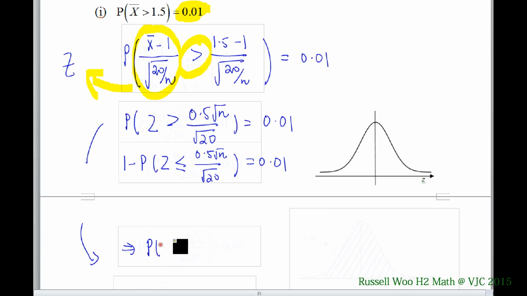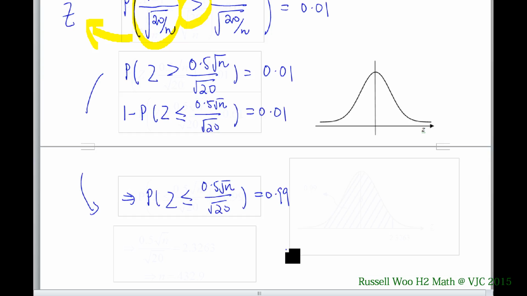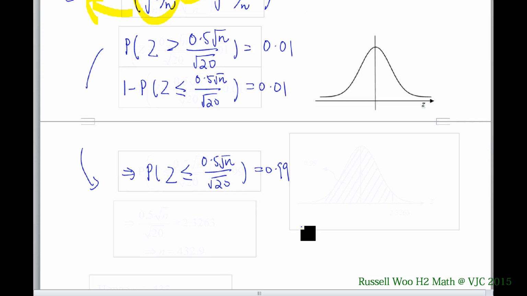Then you say probability z smaller or equal to 0.5 n over root 20 equals 0.99. Then you inverse norm 0.99. What do you get?